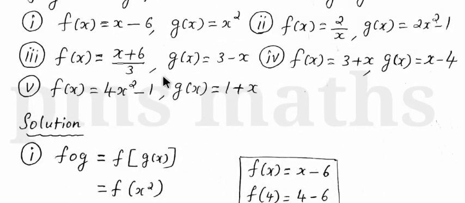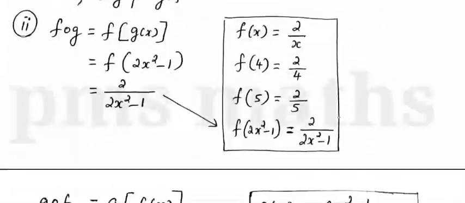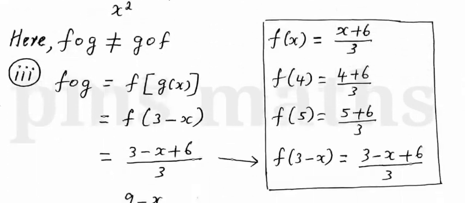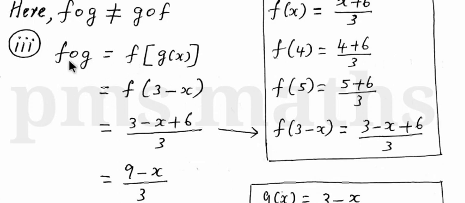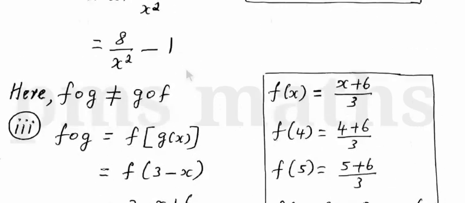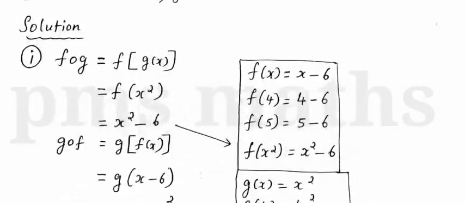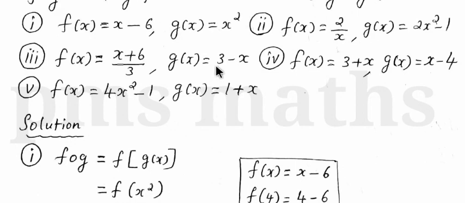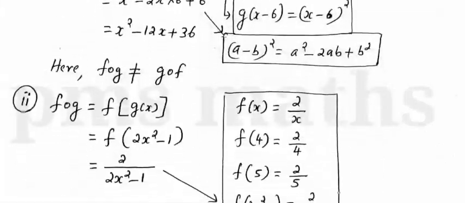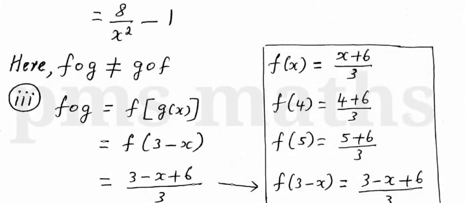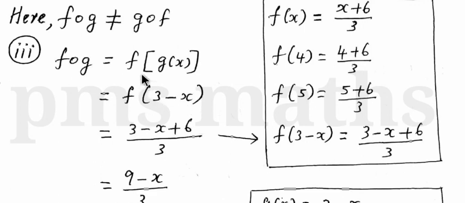This is the third question. First find f of g. f of g is nothing but f of, bracket, then write this g. g means g of x. Then substitute the value of g of x. In the third question, g of x is nothing but 3 minus x. Therefore, we can substitute instead of g of x, 3 minus x. Now, this is nothing but f of 3 minus x.